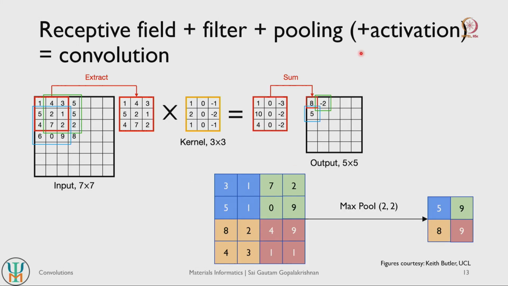So just putting together everything, you combine a receptive field and a filter. The filter is also commonly referred to as a kernel in convolutional neural networks, and you have a pooling operation. You can also put an activation function within your pooling operation, so instead of taking a max pool, you can have an activation function as well. So a receptive field plus a filter plus pooling is basically your convolution, right.